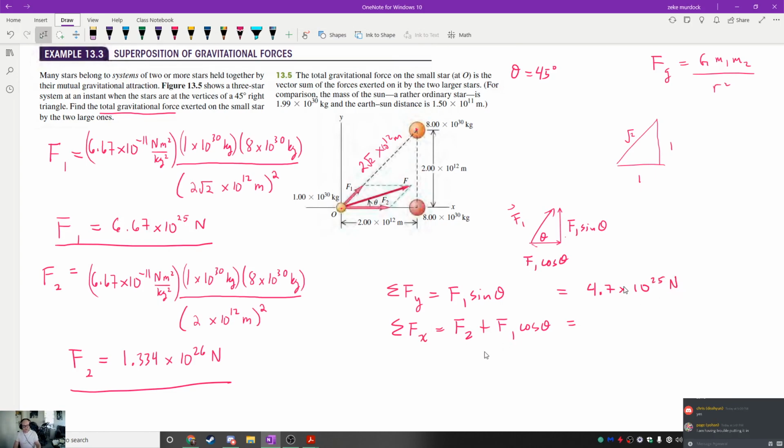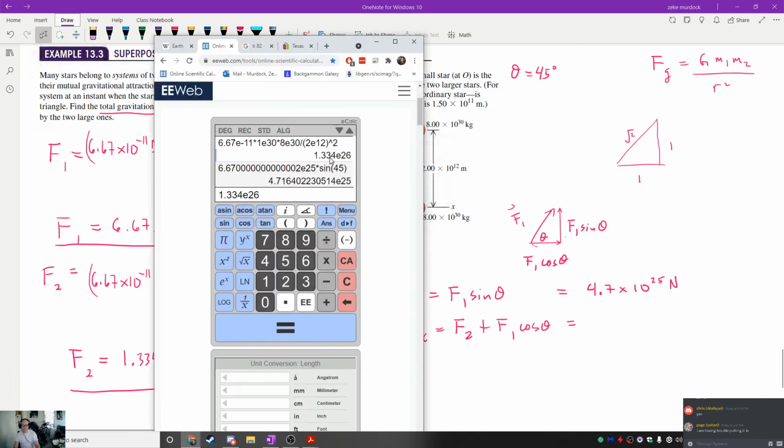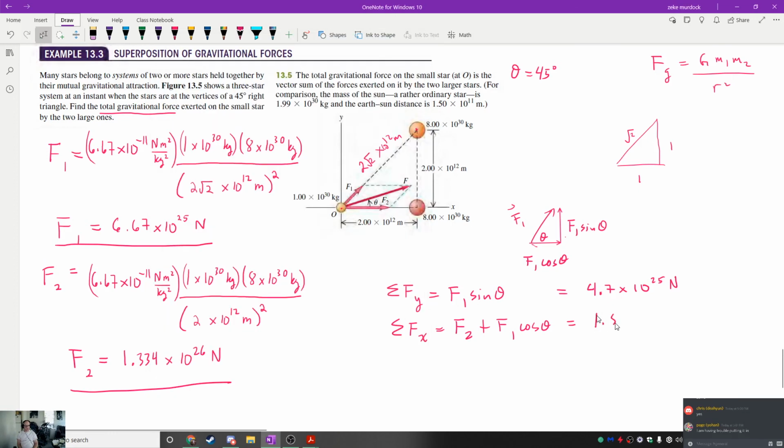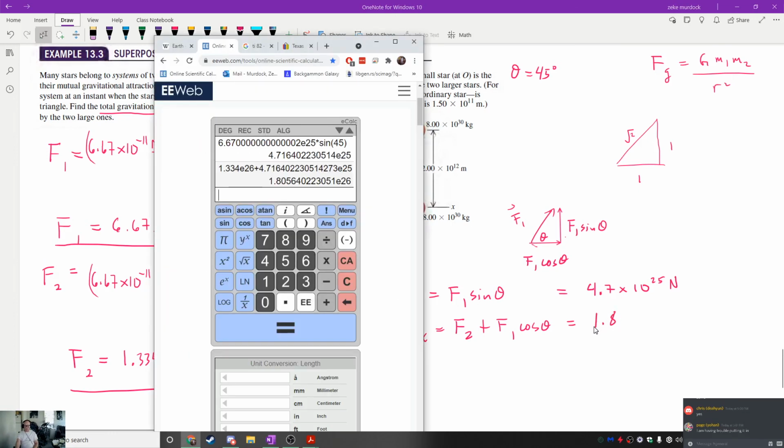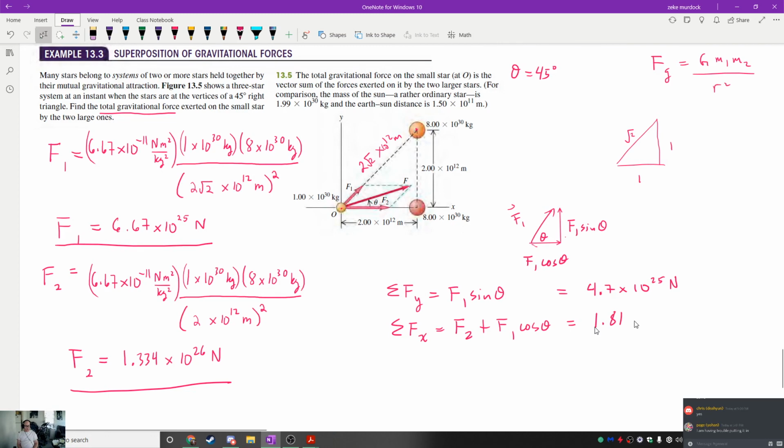Do the same thing for this one down here. This one's going to be F2, which was that, plus basically the same thing, because if I put cosine 45 in here, I'm going to get the same answer, right? So that plus that. And this one's going to be 1.81 times 10 to the 26 newtons.